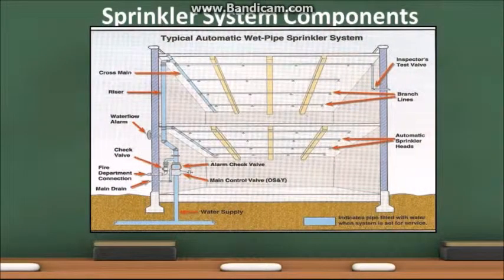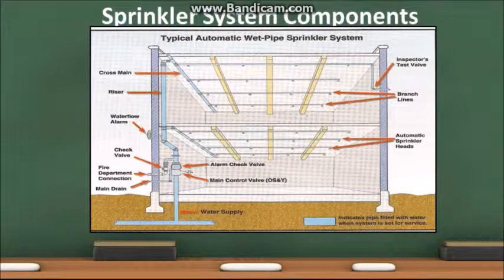Here is a basic photo of a fire sprinkler system. Water comes into the sprinkler system past the static and residual pressure gauges. The static pressure gauge indicates how much water pressure is coming in the system. The residual pressure gauge indicates how much pressure is remaining in the system after water flows through a sprinkler head.